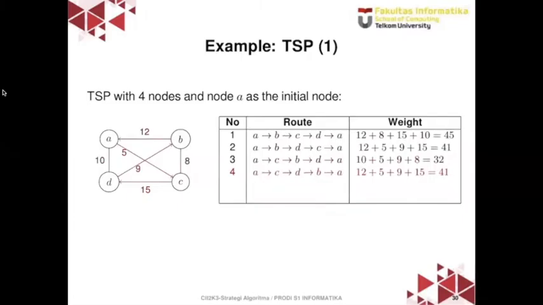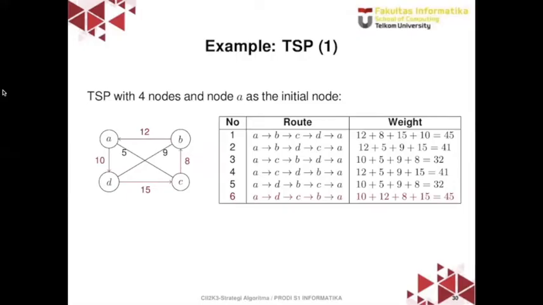And then A, C, D, B, A with the total weight of 41. The next one is A, D, B, C, A with the total weight of 32. And the last one is A, D, C, B, A with the total weight of 45. So we have six possible routes here.